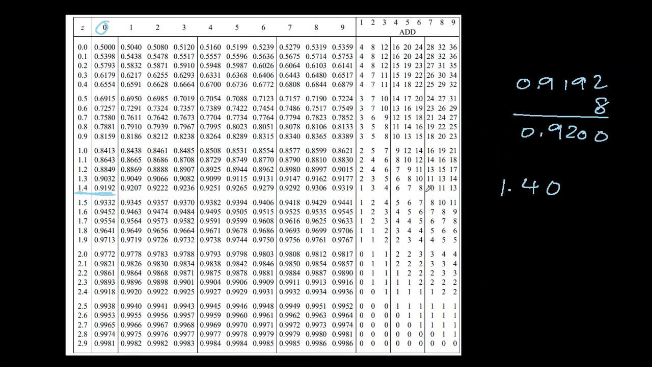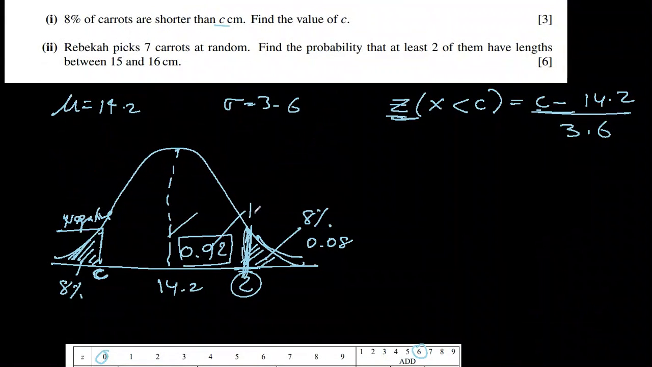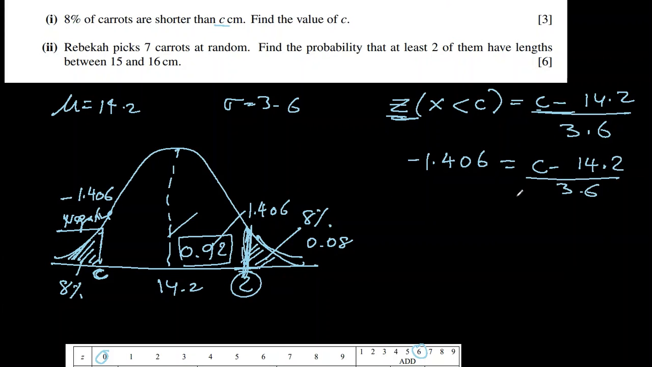Now to get 8, in the same line, I have to reach here, and the number above that is 6. So we got a Z score of 1.406 from the probability. That means the Z score here is 1.406, but we are not interested in this. We are interested here, which will be negative 1.406 because it is the reflection of the same Z score on the left side. And that's what we will use here: minus 1.406 equal to C minus 14.2 over 3.6. Let's cross multiply.